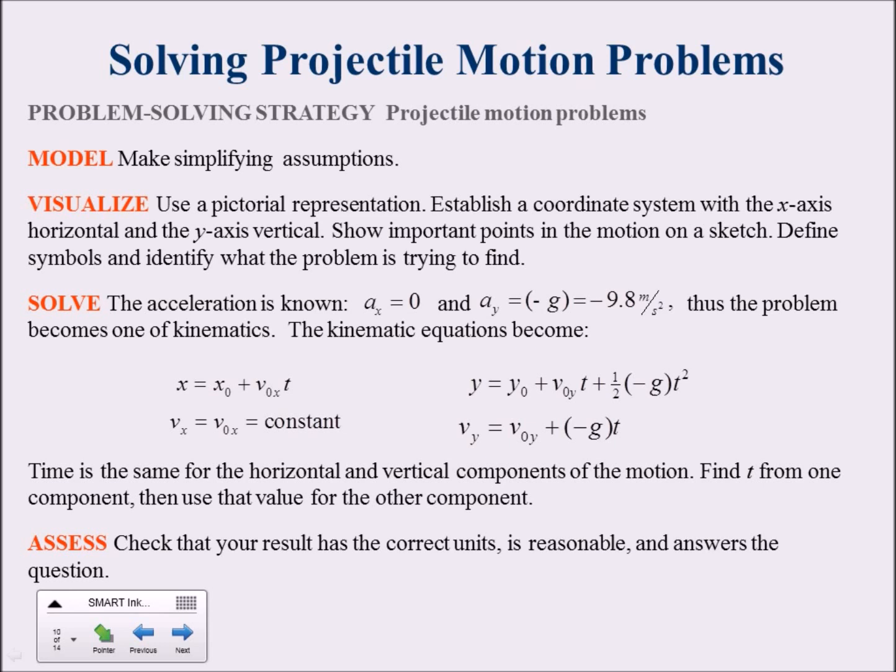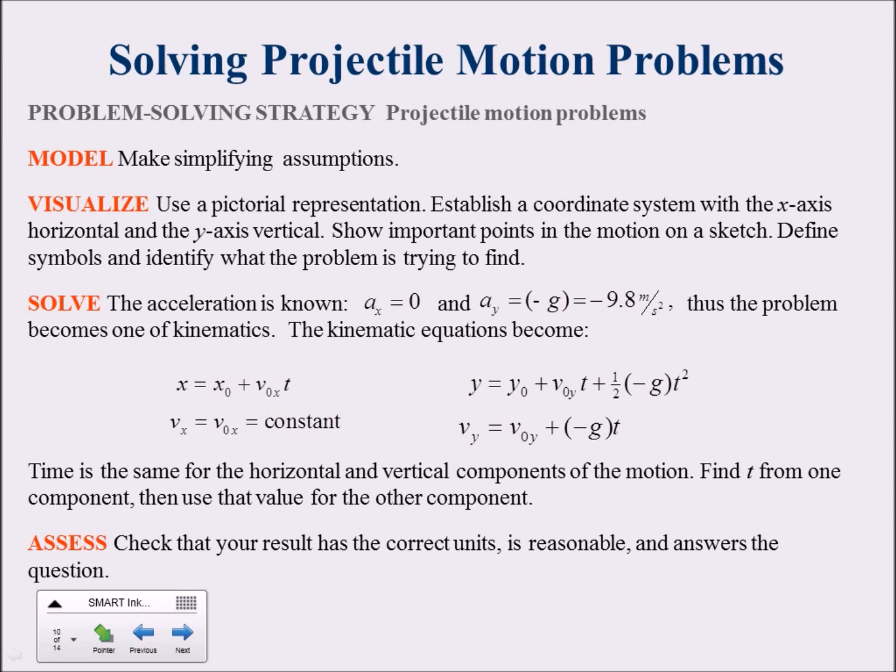So in projectile motion problems, there's a certain strategy you want to use. First, you're making simplifying assumptions. The main assumption is that we're ignoring air resistance. And then you set up a picture. You set up a coordinate system with the x-axis running horizontally and the y-axis running vertically. You show important points in the motion on a sketch. Things like the highest point, or if it's something that's thrown and it hits a wall, you want to show the wall, where the wall is located, how high up the wall it hits. Define any symbols and identify what you're trying to calculate.